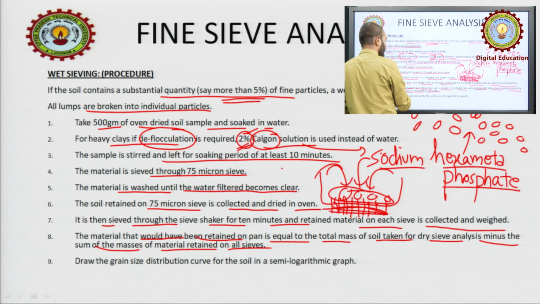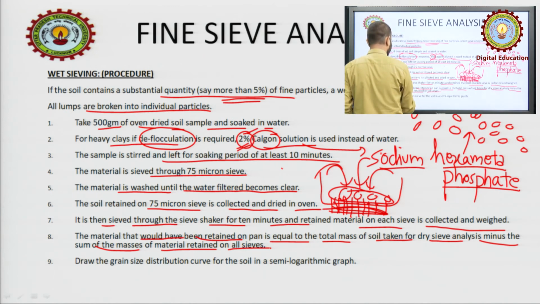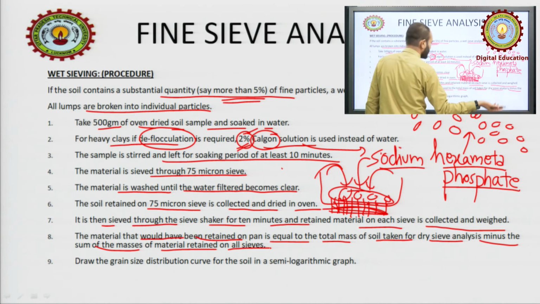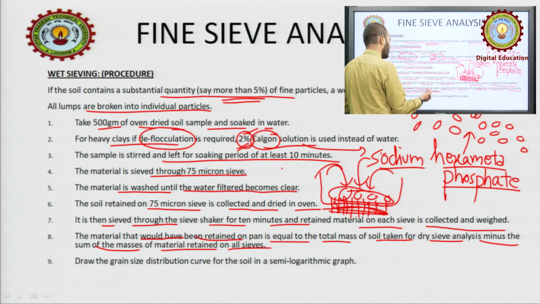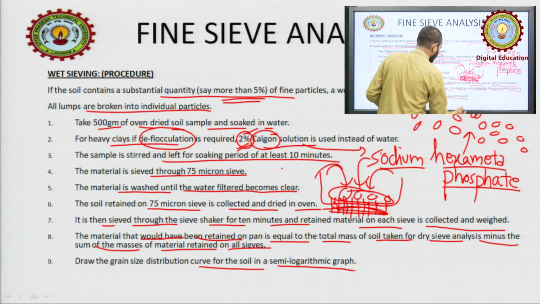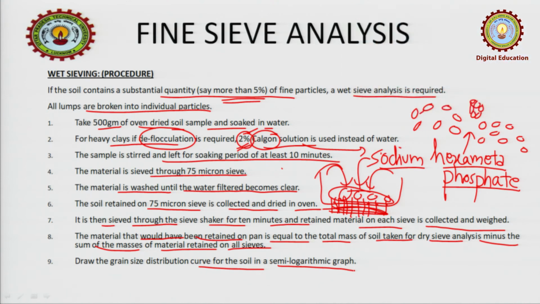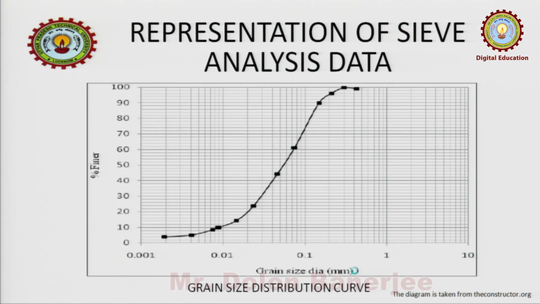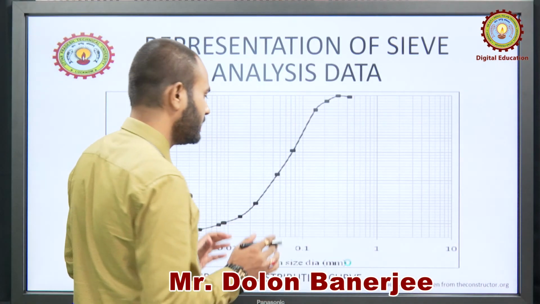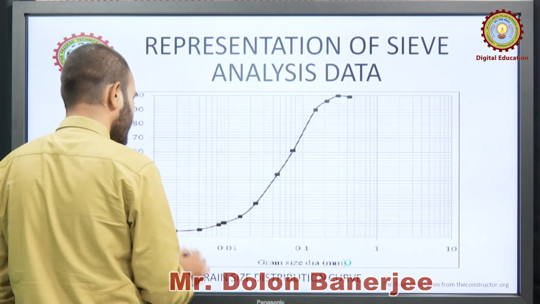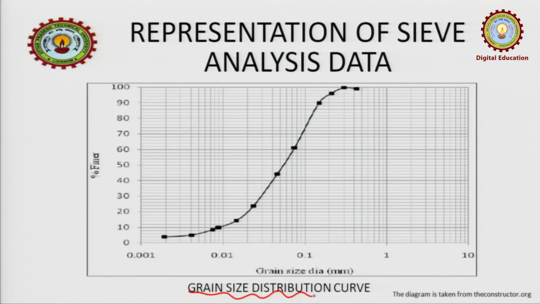Means we are again finally doing the same as we did in the dry sieving. We will be calculating on each how much it is returned, then how much it is passing and all. Then we will finally form the semi logarithmic graph or particle distribution curve. So, this is the final particle distribution curve or grain size distribution curve, for which we have been performing the experiments. This is the plot, you can see it is a semi log graph.